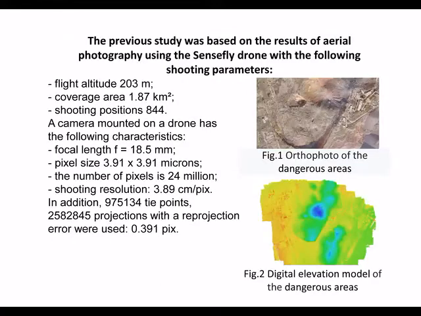GPS devices of this class don't have the ability to receive differential corrections. On the territory that is located in the zone of influence from the work of the Ordzhonikidze mine, the previous study was based on the results of aerial photography using the Sensefly drone with the following shooting parameters.